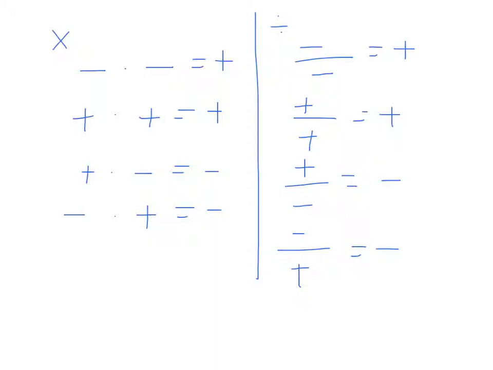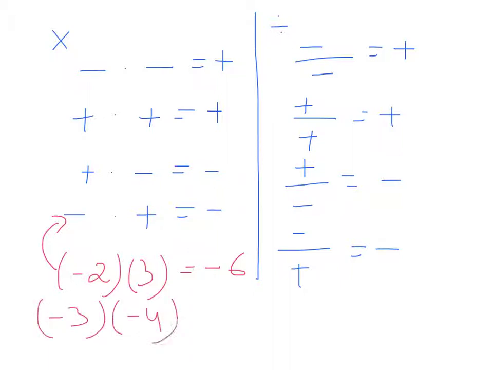Let's have an example here. If you have -2 times 3, negative times positive is negative, so there will be -6 here. If you have -3 times -4, again, negative times negative is positive. So that will be positive 12.